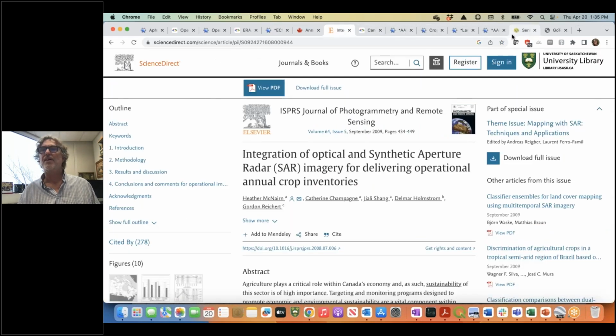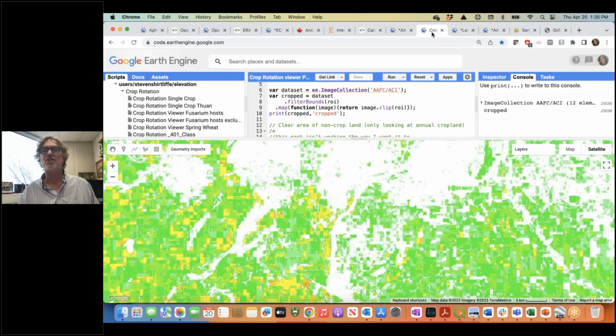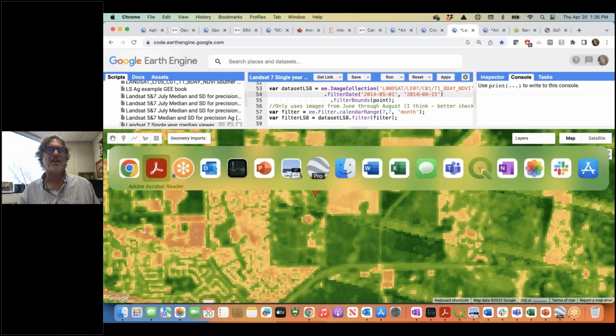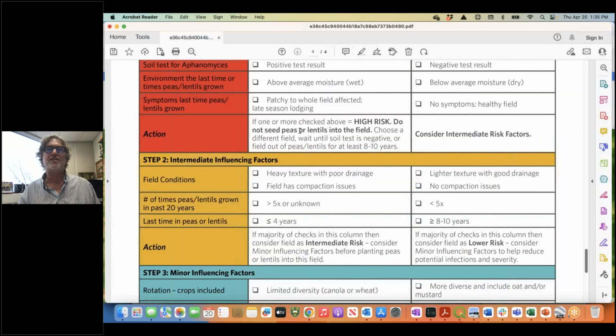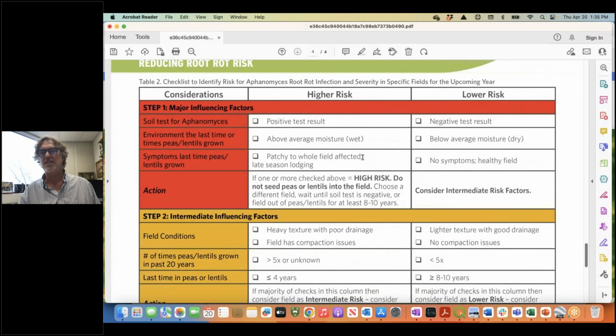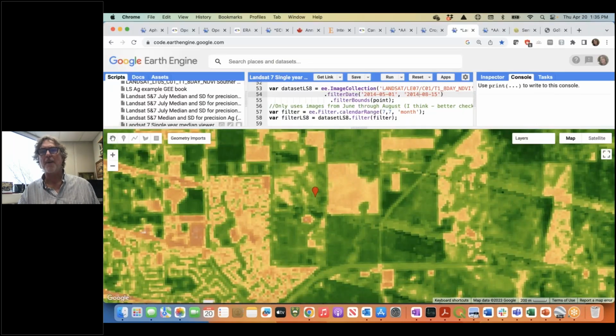The last one I want to talk to you about, well, I talked to you about the crop rotation already. I already showed you that. But I also want to show you another factor we want to look at, this whole idea of patchy to whole field affected and late season lodging versus no symptoms. We know that you often see Aphanomyces worse in the lower areas. We haven't put this into the app yet. We want to get data in here.